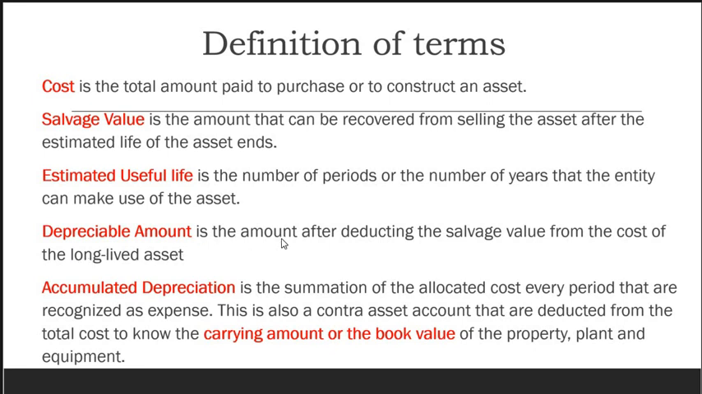Next is the depreciable amount. Depreciable amount is the amount after deducting the salvage value from the cost of the long-lived asset. So, depreciable amount is actually the cost minus your salvage value. And then we have accumulated depreciation. Accumulated depreciation is the summation of the allocated cost every period that are recognized as expense. Ibig sabihin, every time meron kang depreciation expense, every year or every month, those amounts are added to your accumulated depreciation. Take note, this is a contra asset account, and it is deducted from the total cost to know the carrying amount or the book value of the property, plant, and equipment.